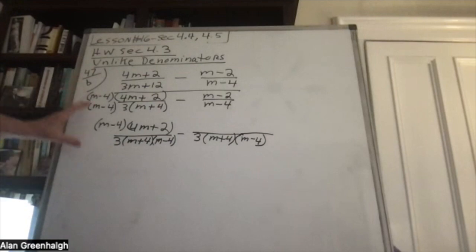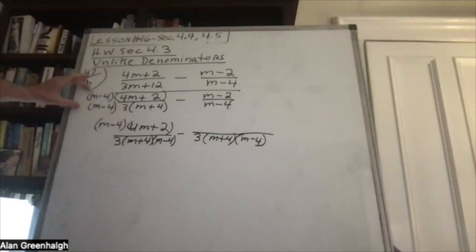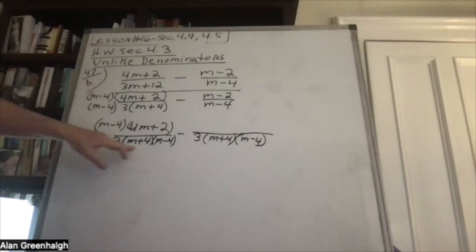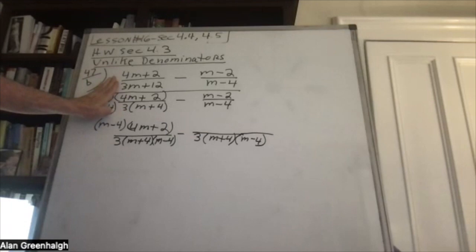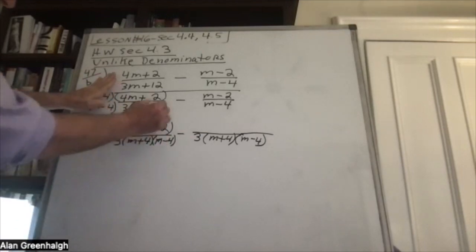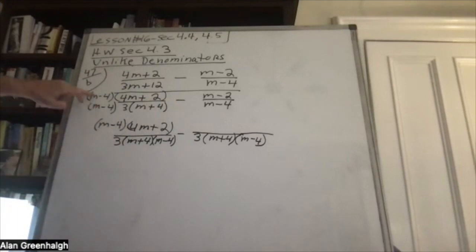So this is the key right here. Finding the LCD and then going from the original fraction down to the fraction which has the LCD. So here's what I started with, but this is what I needed. So I therefore need to multiply by m minus 4 over m minus 4.